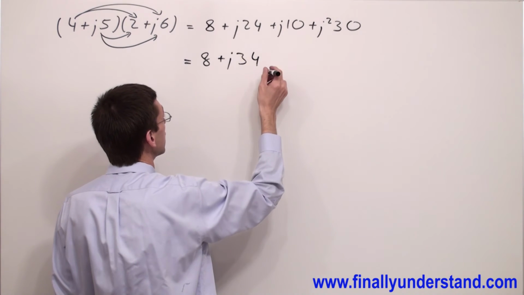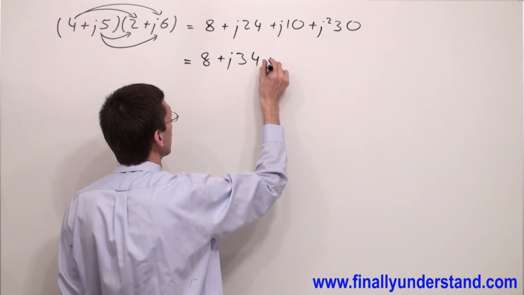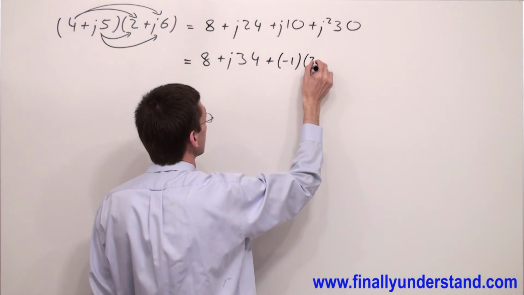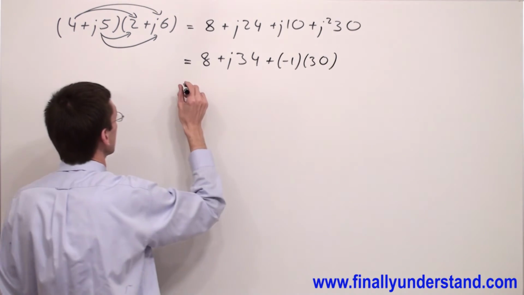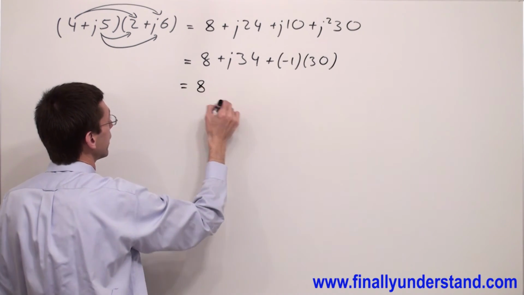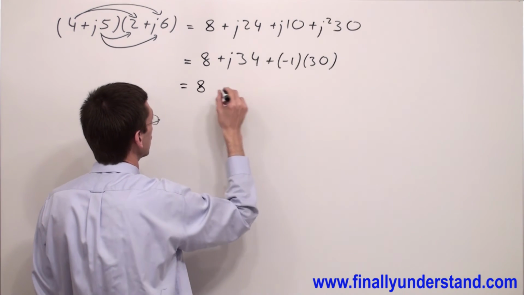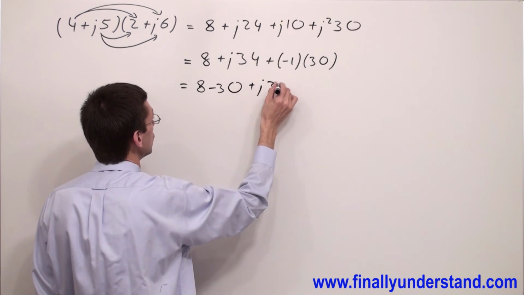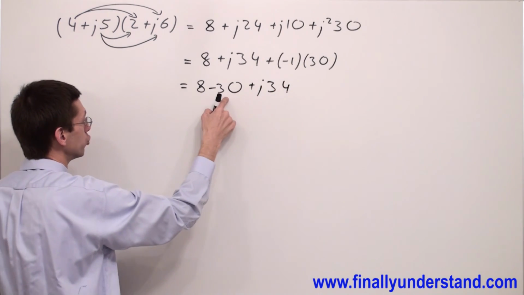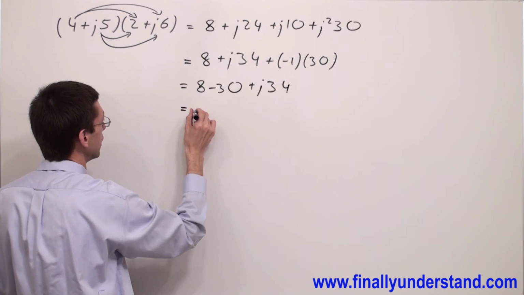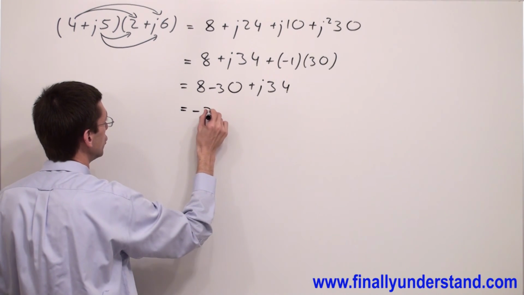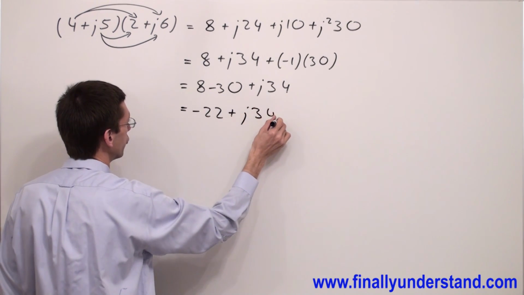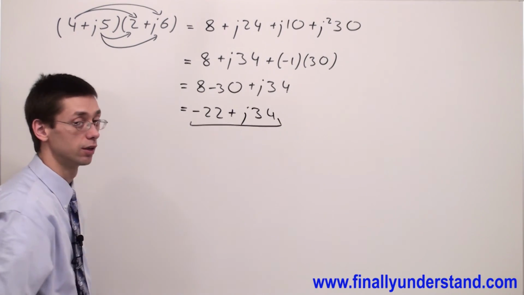j squared is -1, so I have plus -1 times 30. So I have 8. -1 times 30 is -30, plus j34. 8 minus 30 is equal to -22 plus j34. And this is the solution to my problem.